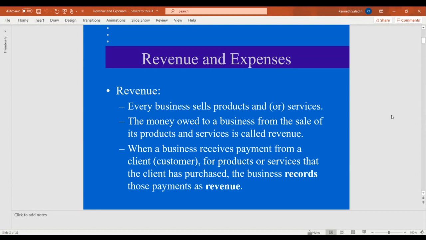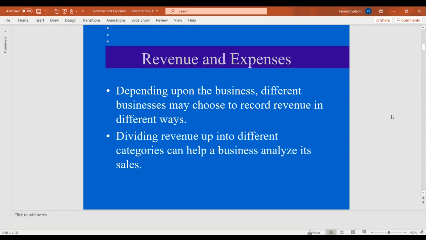When a business receives payment from a client or customer for the products or services that the client has purchased, then the business will record those payments as revenue. Now, different businesses may choose to record revenue in different ways that are meaningful to the business. Let me give you some examples.